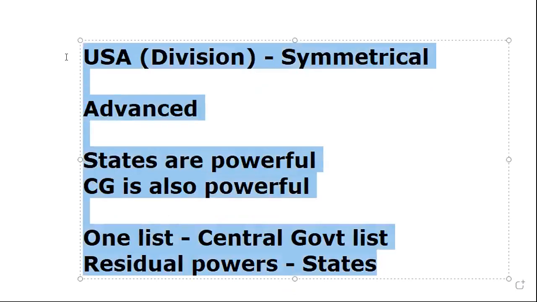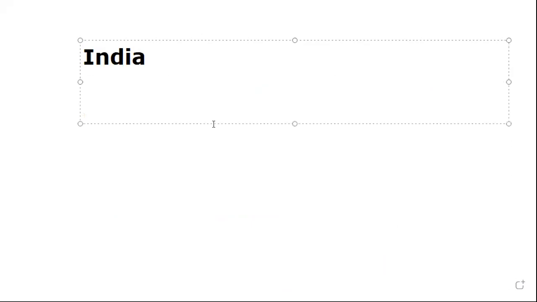Then, when you take India, what happens in India? Now, first of all, we saw that India is a country that doesn't specify whether they are unitary or federal.